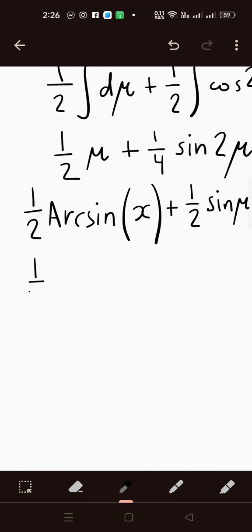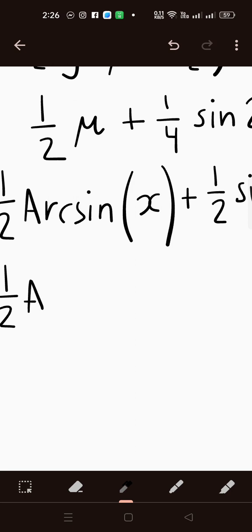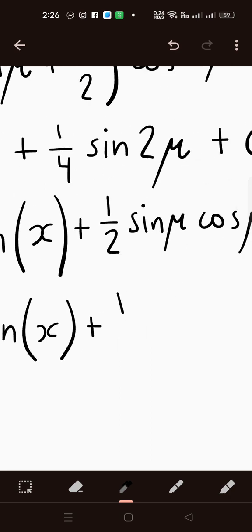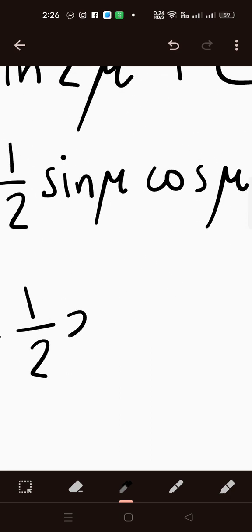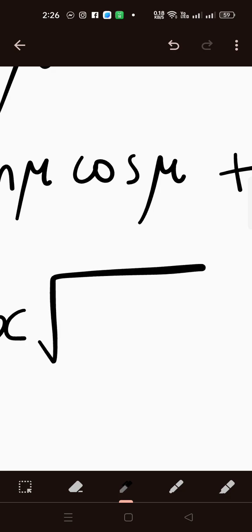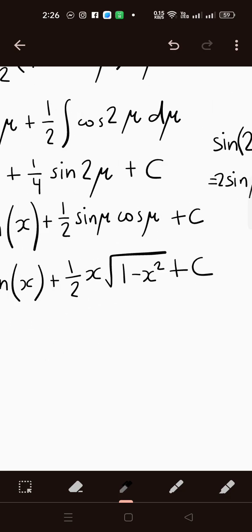So the final answer of my integral will be 1/2 arc sine of x plus 1/2 times x times the square root of 1 minus x squared plus c. And there you have it.